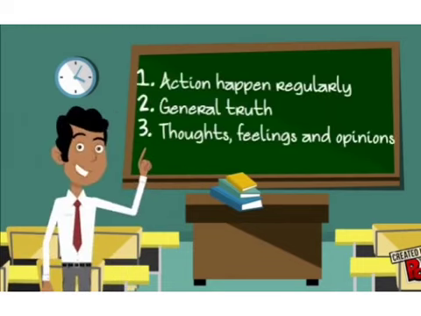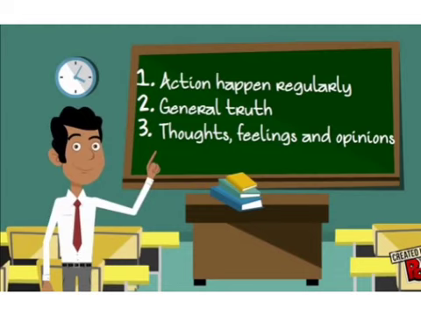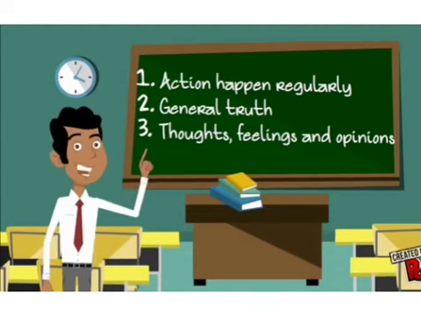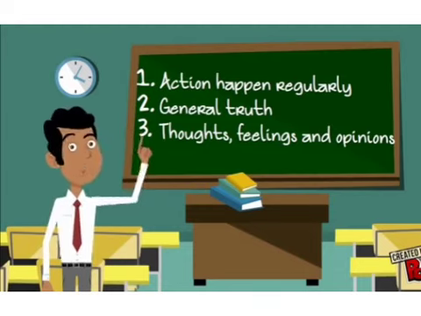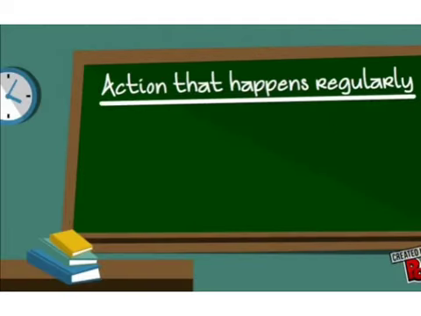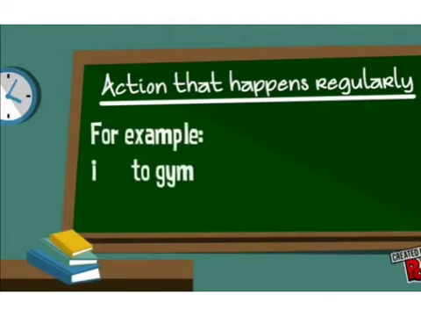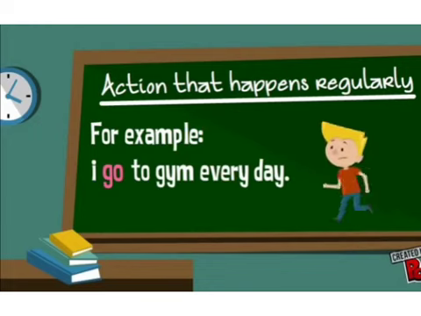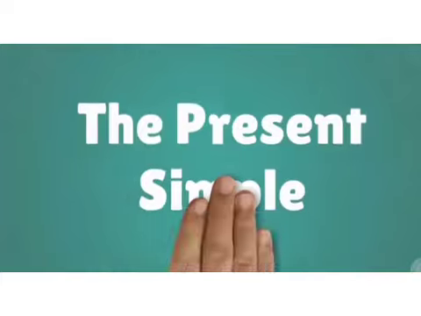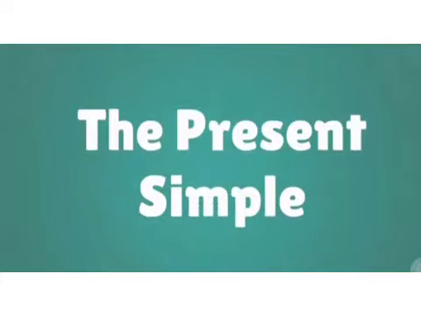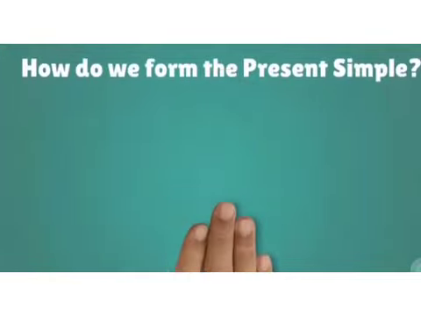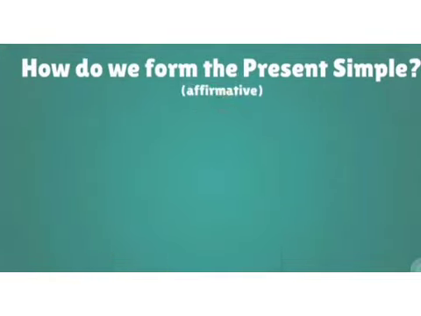Simple present tense is used for actions that happen regularly, for general truths, thoughts, feelings and opinions. For example, I go to the gym every day. Here, the action happens every day. Now let's learn how we form the simple present tense.